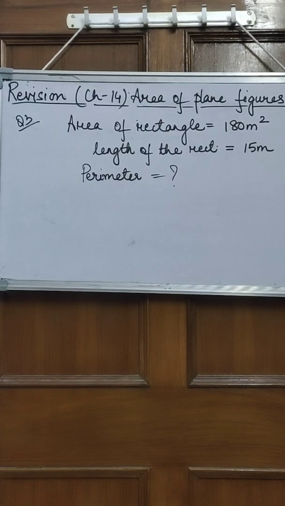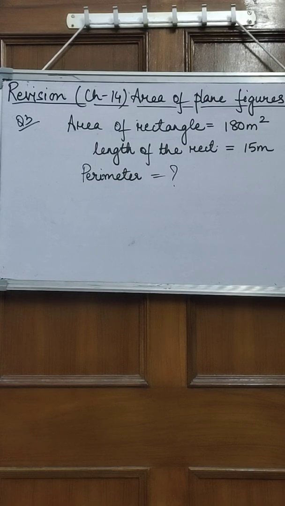Okay. I'm starting with question number 3 from your worksheet. I'm first reading out the question. What is given in the question I've written on the board already, but I am still reading the question so that what we have to do is clear to you. The area of a rectangle is 180 square meter and the length of the rectangle is 15 meter. What is the perimeter of the rectangle?